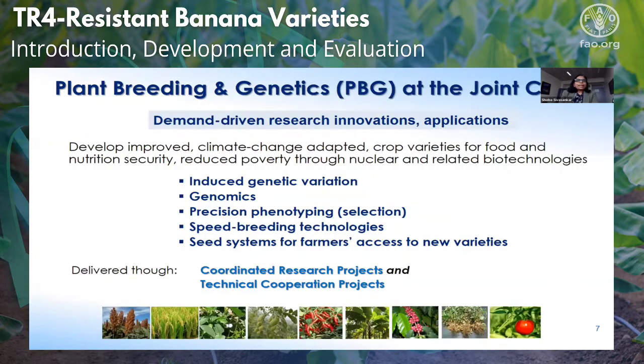Next slide, please. The work that we do at plant breeding and genetics at the joint FAO IAEA Center is demand-driven research innovations and applications to develop improved climate change-adapted crop varieties for food and nutrition security and for reduced poverty using nuclear and related biotechnologies. The technologies that we use are induced genetic variation using physical radiation or other means, chemical mutagenesis as well, genomics and genetics, precision phenotyping and selection for all the traits that member states demand of us, speed breeding technologies such as doubled haploidy, marker-assisted breeding, and then we also support seed systems for farmers' access to new varieties.